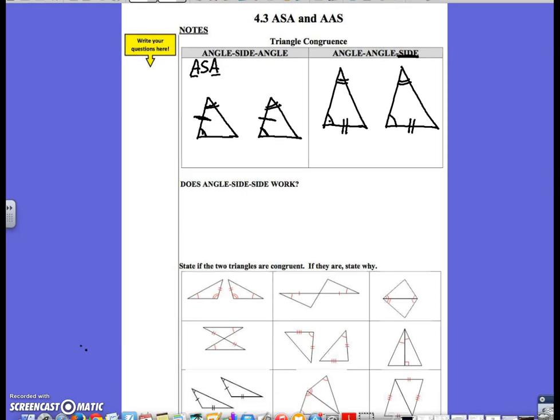Welcome back. Let's take a look here. And the first one right here, notice we've got one pair of corresponding angles, a second pair of corresponding angles, and a side. Well, where's the side? Is it between the two angles? No. So this one is angle, angle, side. So that one works right there.